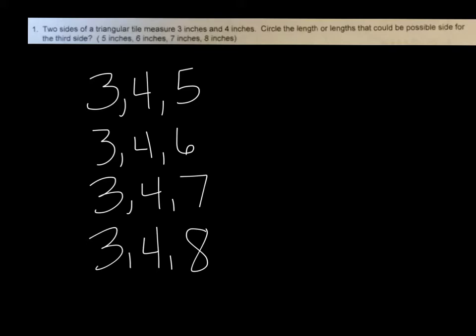Question number 1. Two sides of a triangular tile measure 3 inches and 4 inches. Circle the length or lengths that could be possible sides for the third side. So the question is, could you have a 3, 4, 5 triangle? Yes, you could, because 3 plus 4 is 7, and 7 is greater than 5. Same with 3, 4, and 6. But if you had a 3, 4, 7, then that would not work, and a 3, 4, 8 would not work. So you should have circled 5 inches and 6 inches, because both of those would make triangles.